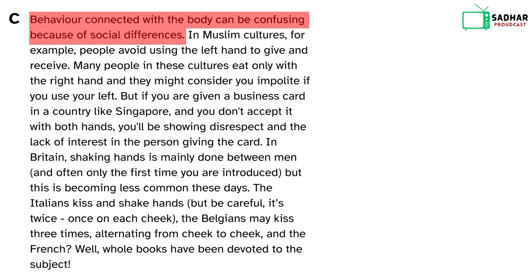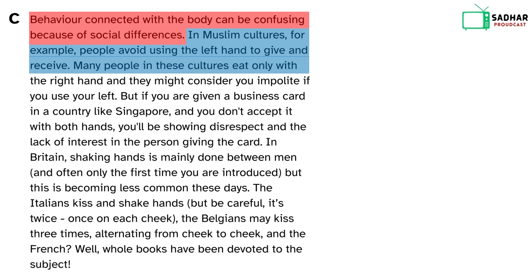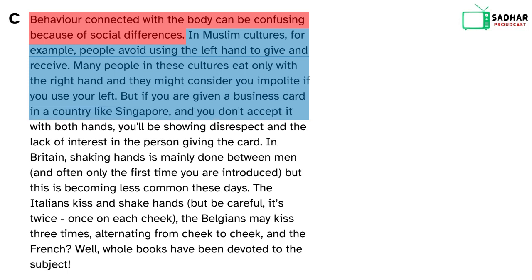Behavior connected with the body can be confusing because of social differences. In Muslim cultures, for example, people avoid using the left hand to give and receive. Many people in these cultures eat only with the right hand, and they might consider you impolite if you use your left. But if you are given a business card in a country like Singapore and you don't accept it with both hands, you will be showing disrespect and the lack of interest in the person giving the card.